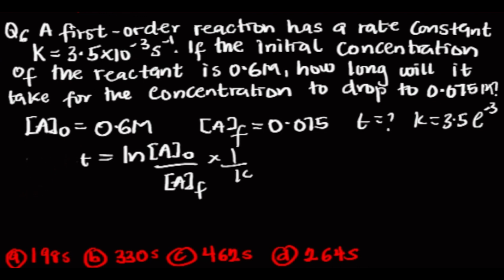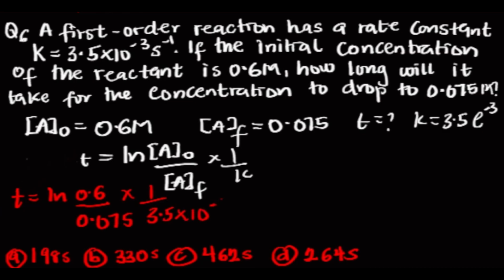Now let's go ahead and solve it. We're going to have t, which is the time we're asked to calculate, equal to the natural log of the initial concentration, 0.6, divided by the final concentration, 0.075. Then multiply by 1 over k, where k is 3.5 times 10 to the power of minus 3. That's what we have.